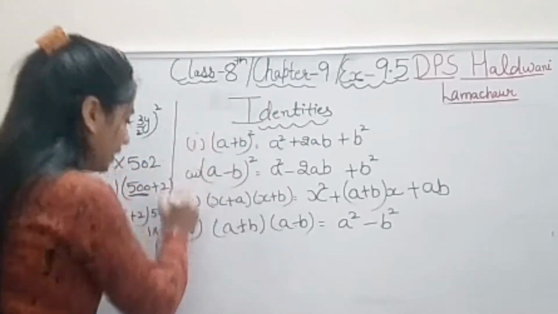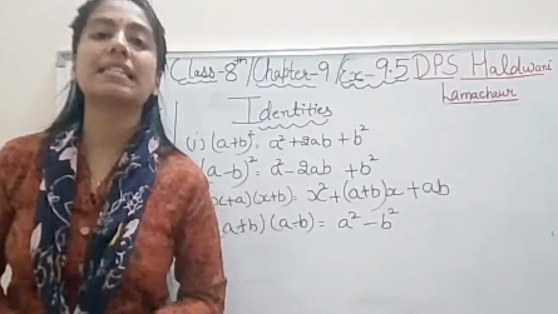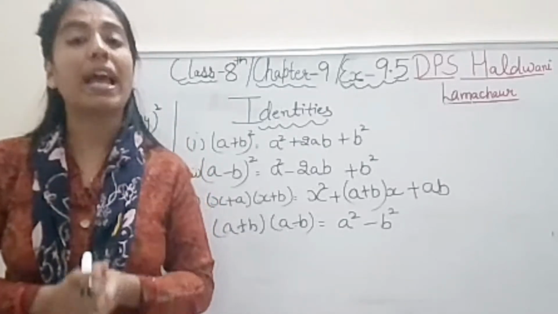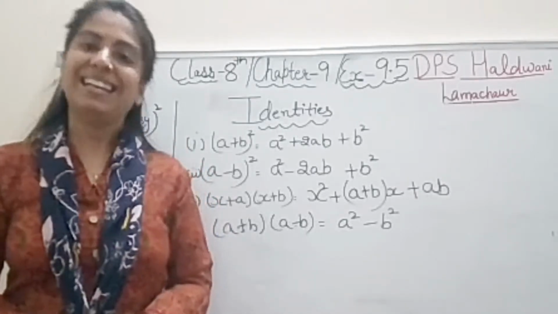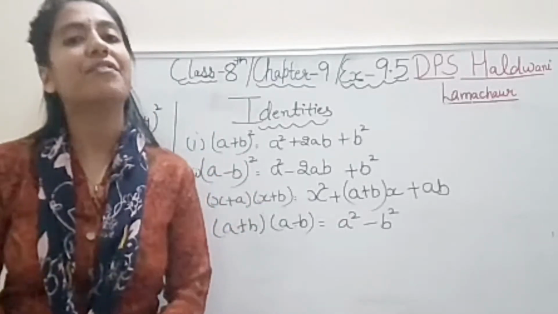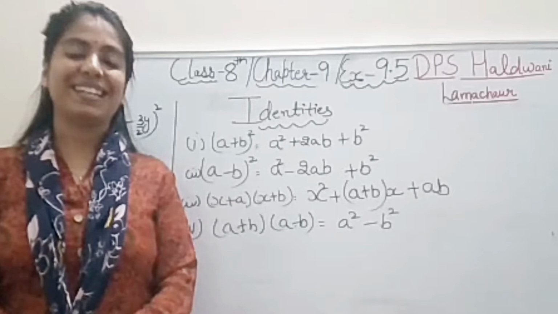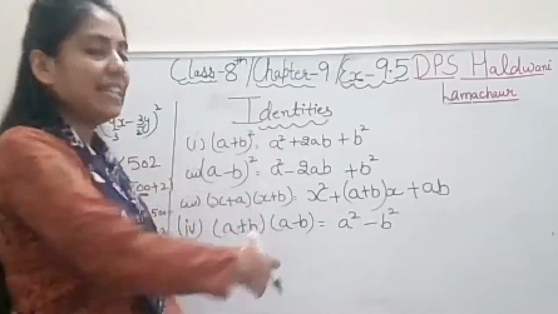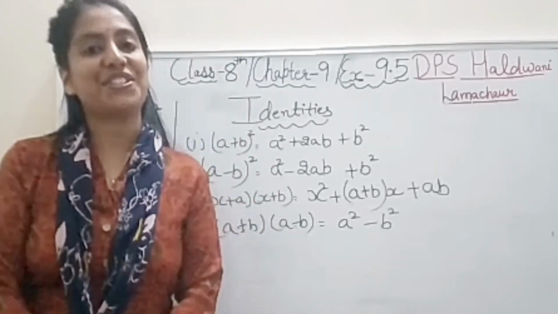These four identities, before starting this exercise, you must write in your notebook and you must learn them also. Right students? So exercise 9.5 is based on these identities only. I hope you understood these identities. So let's start the questions.